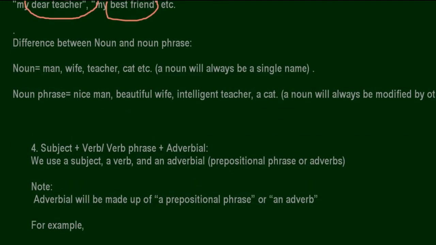What is a noun? Man, wife, teacher, cat, etc. These are all nouns, a single name. But what is a noun phrase? When we put something with these nouns, it becomes a noun phrase. For example, nice man is a noun phrase. It is a man; when we put nice, it is a noun phrase. Wife: what if I put beautiful? It is a noun phrase. Intelligent teacher: when I put intelligent, it is called a noun phrase. Cat: when I put an article or an adjective, it is called a noun phrase. I hope it is clear now.